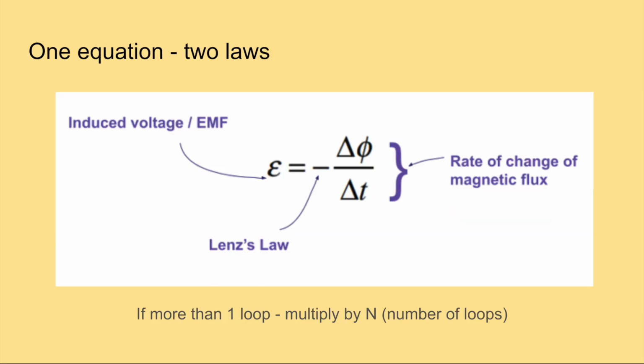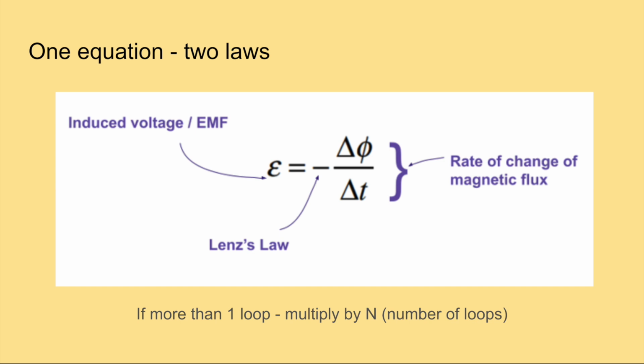These two laws, Faraday and Lenz's laws, are combined in our first equation on our formula sheet. We can see that we have the induced voltage on the left and it is equal to the rate of change in magnetic flux on the right. That is Faraday's law. And there is a negative sign in there to show that the induced voltage is in the opposite direction, or opposes the rate of change in magnetic flux that caused it.